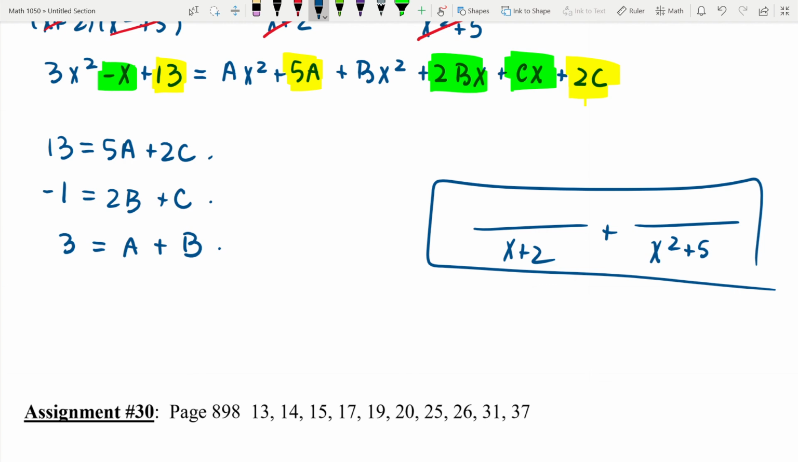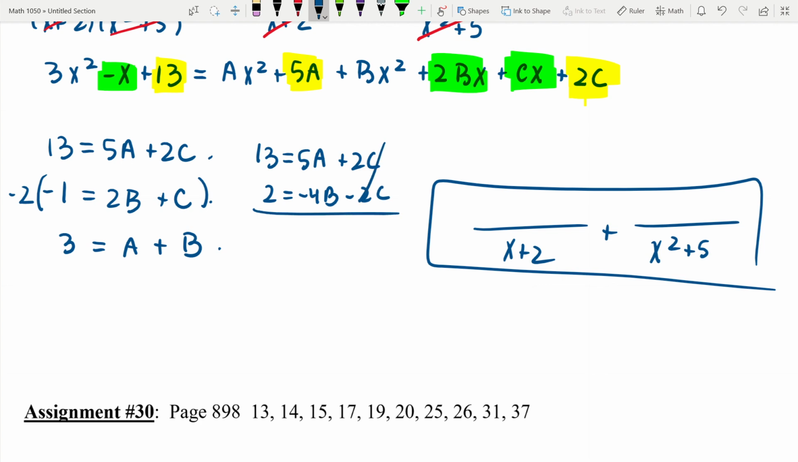I'm going to do the c's. Let's just say the c's. So I'm going to multiply this by a negative 2. So then I'm going to have 13 equals 5a plus 2c. Distribute the negative 2, and I get 2 equals negative 4b minus 2c. Now the c's go away. I've got an a stacked on top of a b, but I really can't add those together. So I have to write it as 15 equals 5a minus 4b.